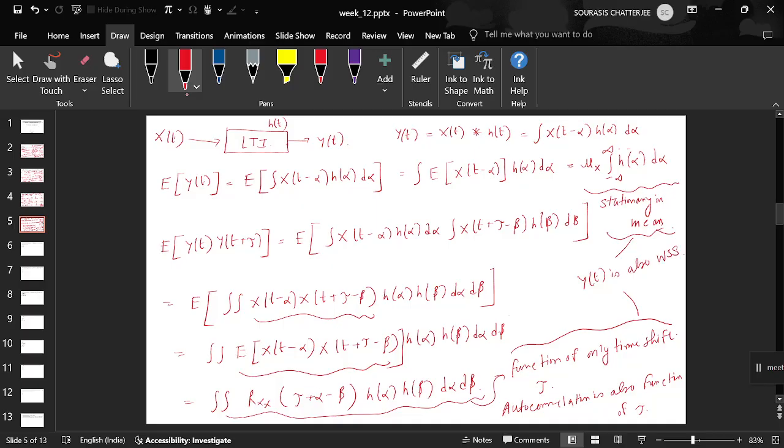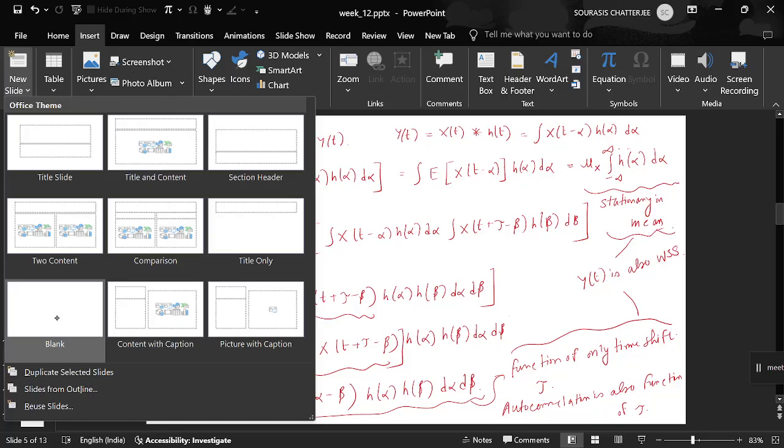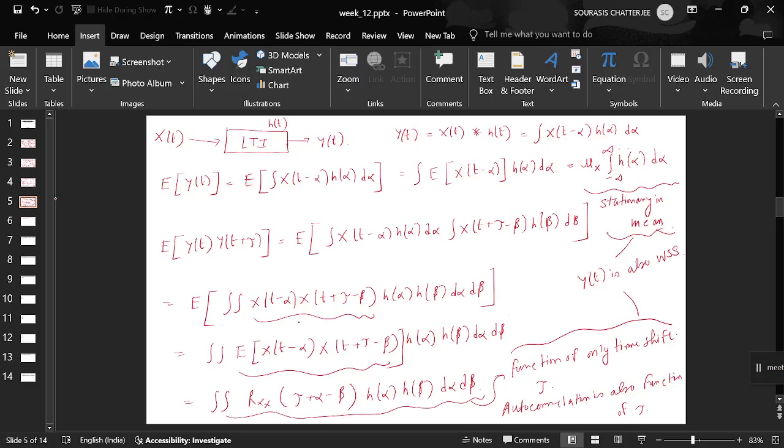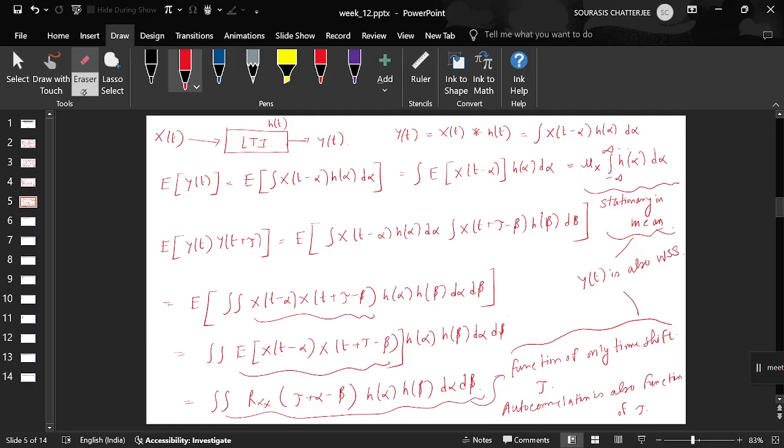Now I'd like to massage this expression a bit. So let us introduce another slide here and see what we have. We have rx of tau minus alpha plus beta, times h(alpha) h(beta) d alpha d beta, right? Or tau minus, okay, I made a mistake here. I'm subtracting this one from this one, so okay, tau plus beta, no, it's fine only.